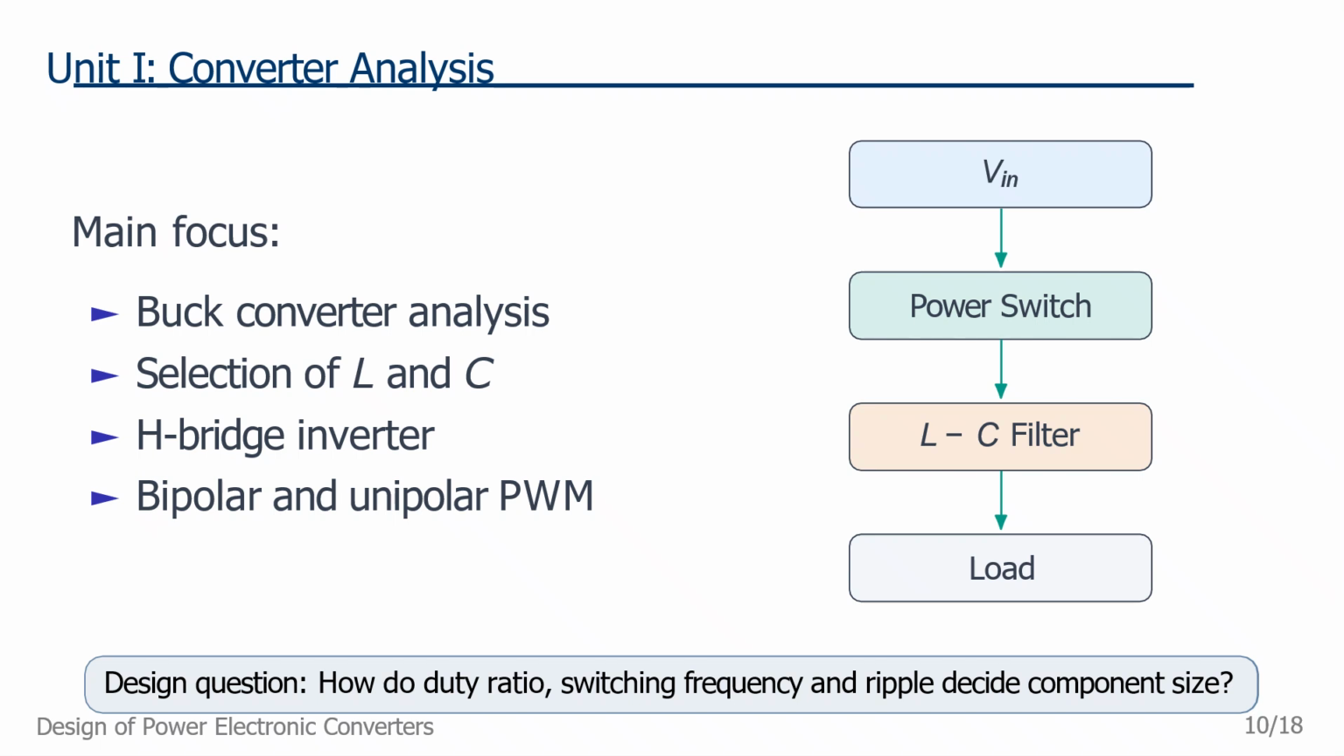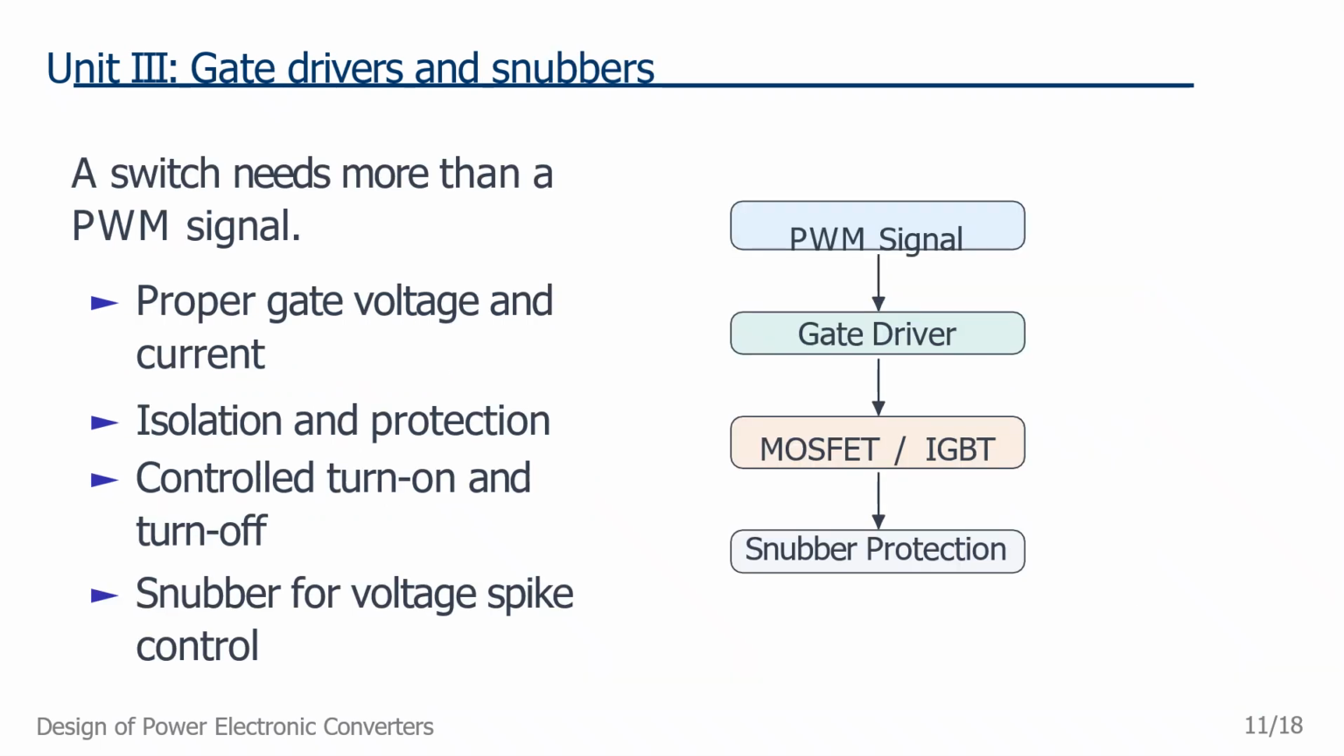So we will analyze the data sheet, and by analyzing the data sheet, we will understand which device is to be appropriately used for the converter. Okay, now unit 3 is about the gate driver circuit and snubber circuit.